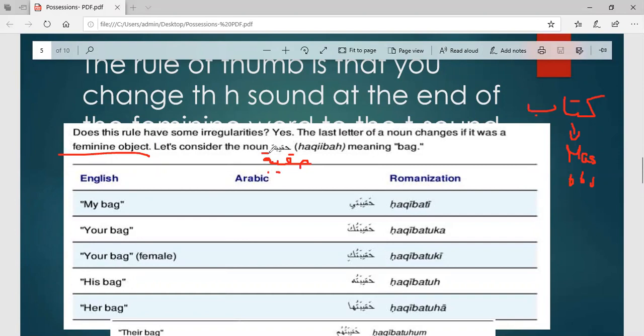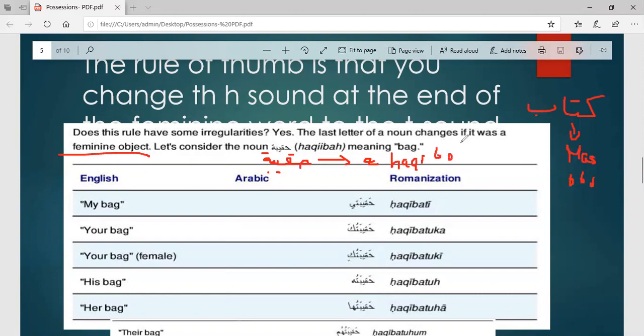So here a little bit the rule changes, okay? Haqiba. When you pronounce haqiba, you are pronouncing it with ha at the end, okay? Haqiba. So you are hearing the ha sound at the end, not the ta sound. Though this is ta marbuta, at the end you don't usually pronounce it. You say haqiba, okay?